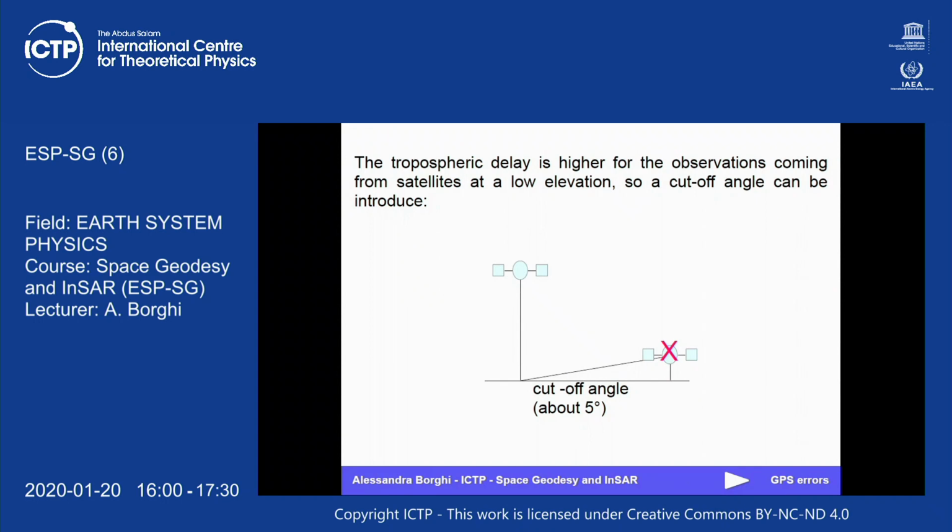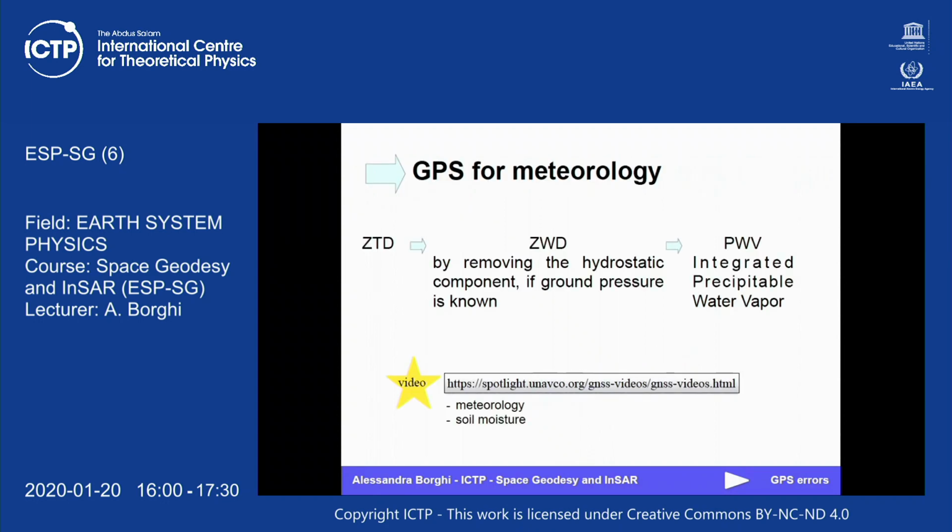And okay, this was about the cutoff angle. To estimate also the gradient we need observations also from very low satellites with respect to the horizontal. So usually in the observation we put a cutoff angle equal to 0. In the processing step we use about 5 degrees. In the past it was really high, so we cancelled out observations.